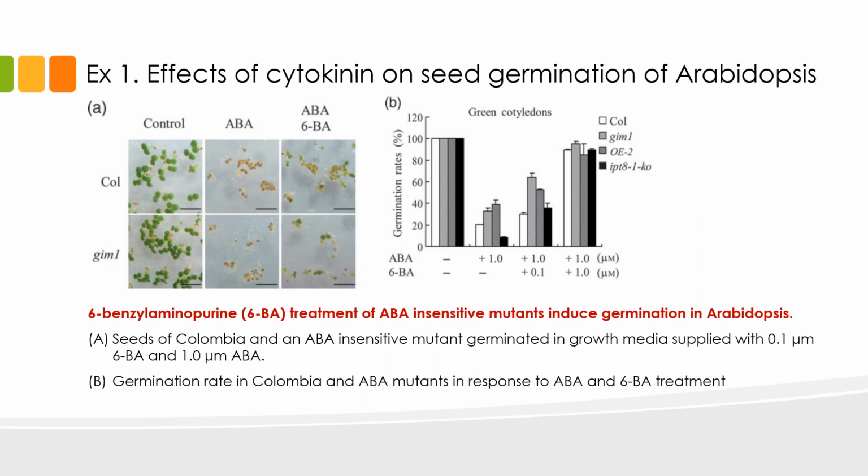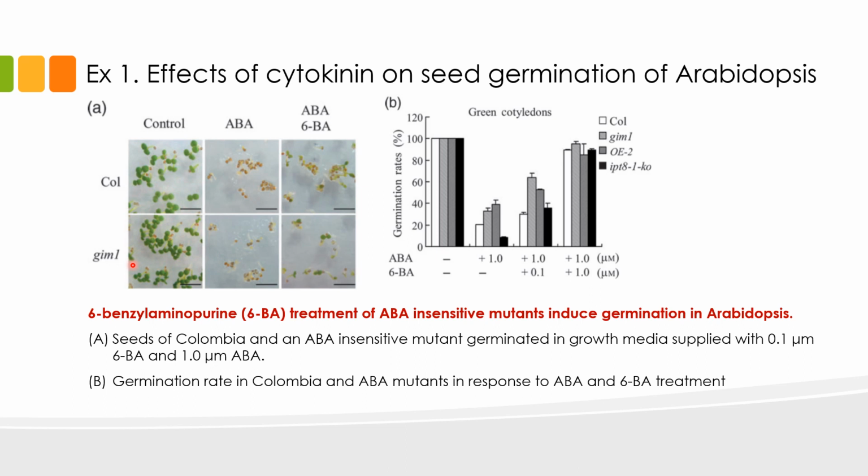Here's another example that illustrates how cytokinin affects germination in Arabidopsis seeds. We have here again the two Arabidopsis genotypes Columbia, abbreviated as COL, and GIM1, which is a mutant with reduced sensitivity to ABA.